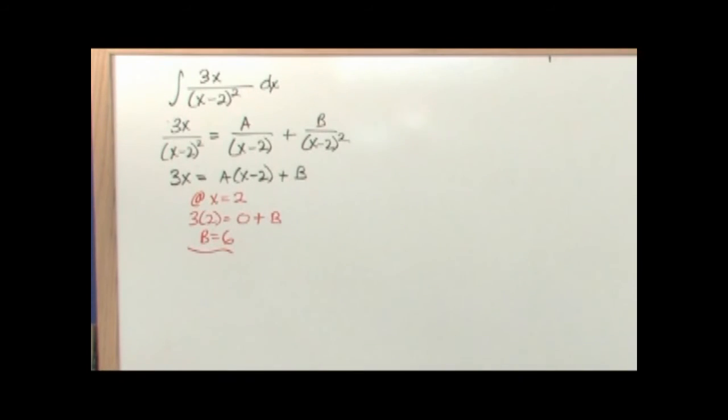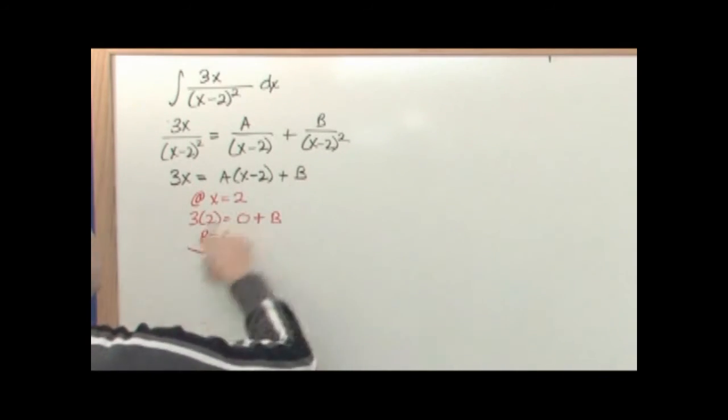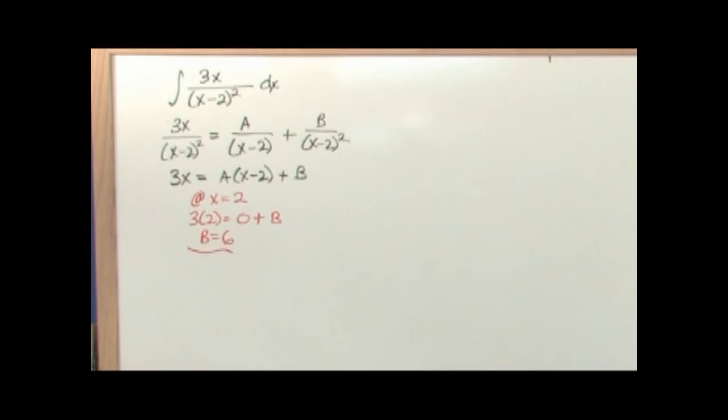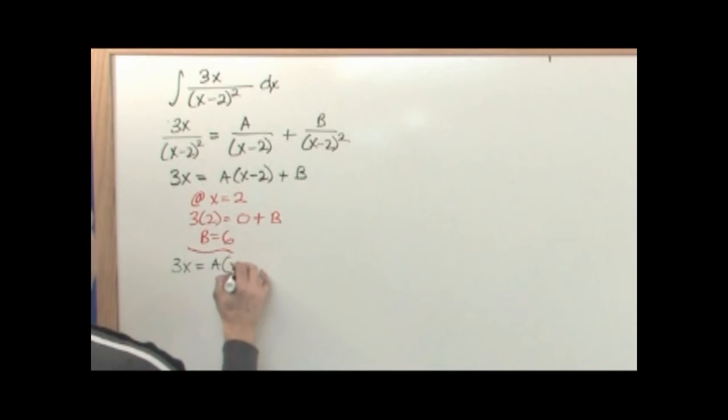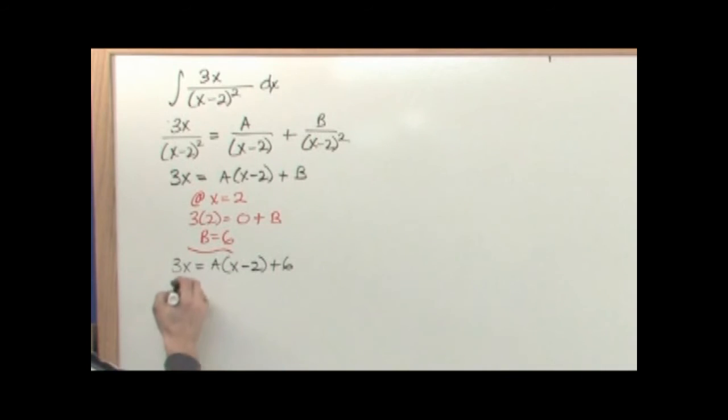Now, this one's a little bit different because I don't have another value of x that I can plug in here. So the next best thing in that case is I'm just going to plug in what I know for b and see if I can find out what a is. 3x is equal to a times x minus 2 plus 6. Okay, now the question is, how do I find a? I need to find a. I can't pick another clever value of x to help me do that. I've already used that trick. So let me show you one more trick, and you're going to need to know this for your problems.